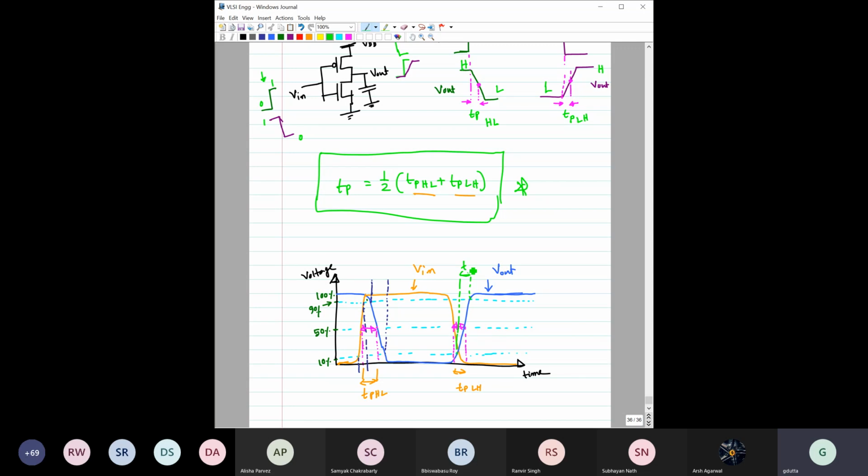So this is called rise time, from 10% to 90%. And this output is taking this much time to fall from 90% to 10%. This is called fall time, TF. Okay, so these are just simple notations that we will be using throughout our further analysis. This is rise time, and this is fall time.